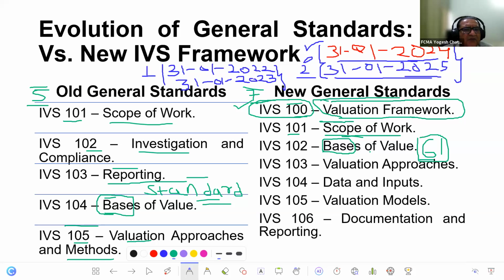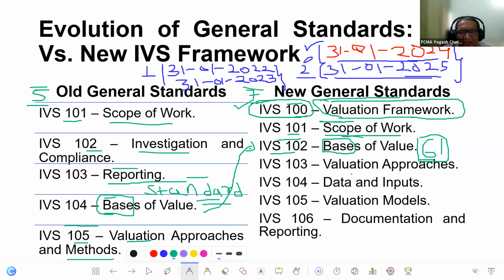And under basis of value, as we all are aware, we need to determine the premise of value. So guidance on a basis of value, guidance on a premise of value, that we will now get in IVS 101. So earlier that was IVS 104. So now in the new international valuation standard that is shifted to IVS 102.